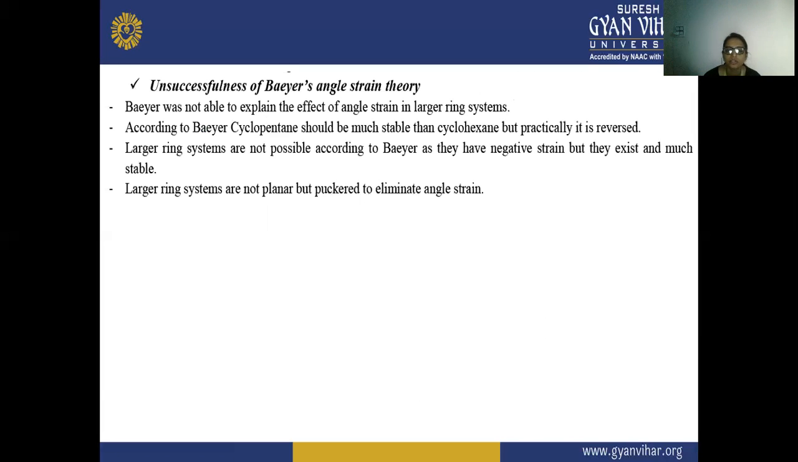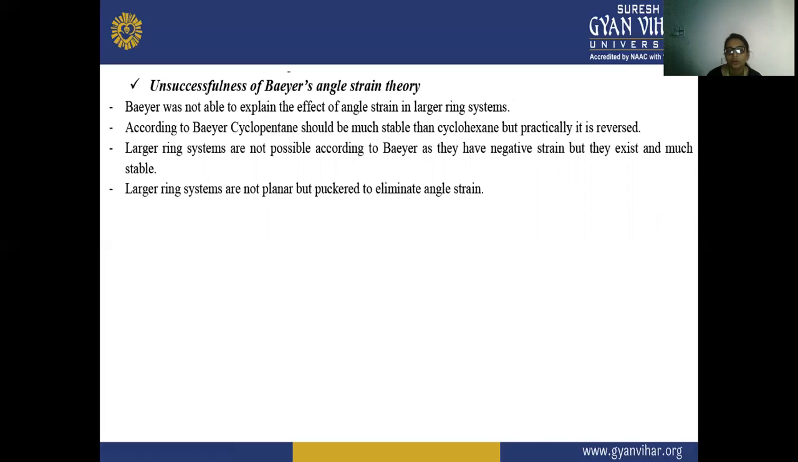Now the unsuccessfulness of Bayer's angle strain theory. Bayer was not able to explain the effect of angle strain in larger ring systems. According to Bayer, cyclopentane should be more stable than cyclohexane, but practically it is reversed. Cyclopentane is not as stable, but cyclohexane is stable. Larger ring systems are not possible according to Bayer, as they have negative strain, but they exist and are much more stable. The larger ring systems are not planar but pucker to eliminate angle strain.